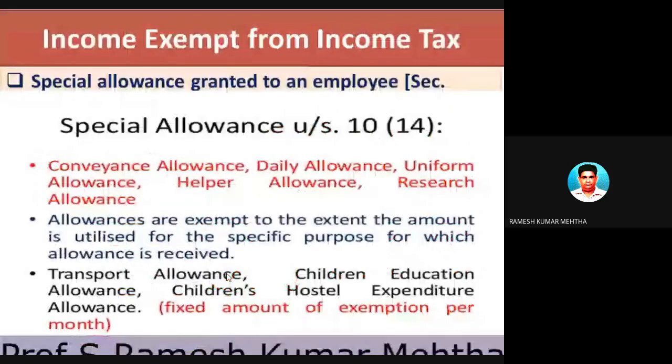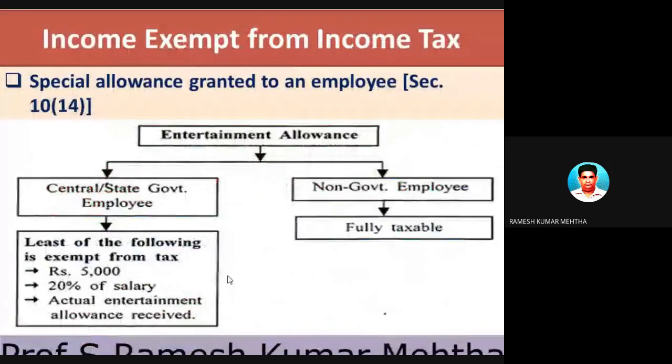In the same way, let's talk about entertainment allowance. In case of an entertainment allowance received by a private employee, it is fully taxable. Whereas in case of a central government employee, the least of the following is exempted from tax. Number one, rupees 5,000 for the full year. Number two, 20% of basic salary. And number three, the actual amount of entertainment allowance received by the employee from the employer. Among these three, whichever is lowest is exempted from tax.